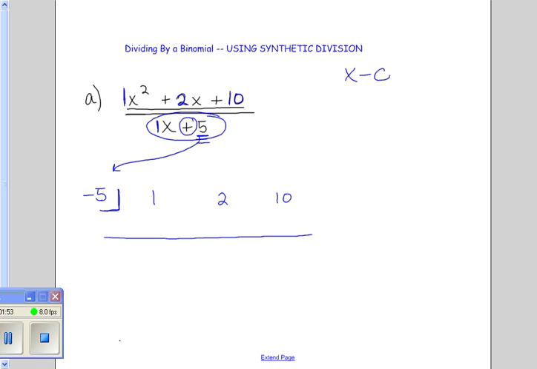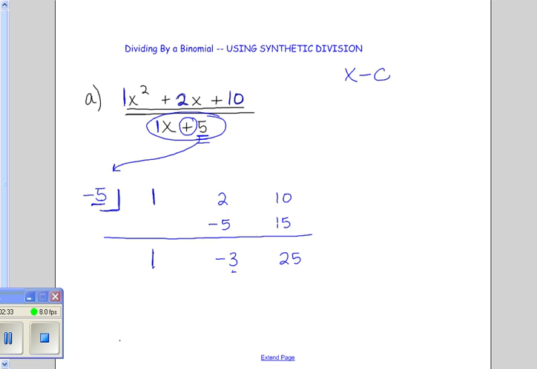So step 1 will be to bring down the first term. So this 1 is going to be brought down. And then we're going to start multiplying. 1 times -5 is -5. 2 and -5, you're going to combine. That will be -3. Once you bring a number down under the bar, you're always going to be multiplying it by your outer number here. So -3 times -5 would be a positive 15. Combined, since they're both positive, we're going to add. So that would be 25.